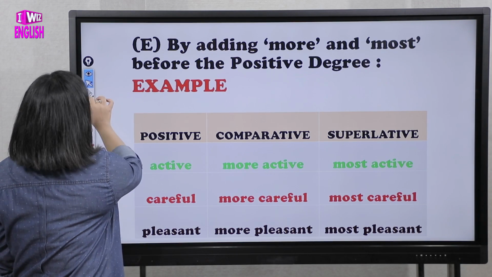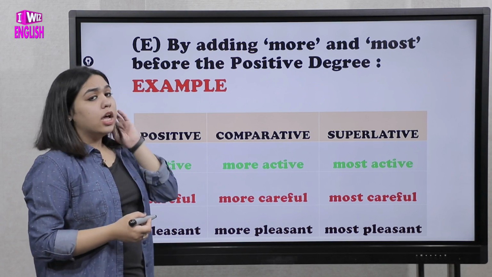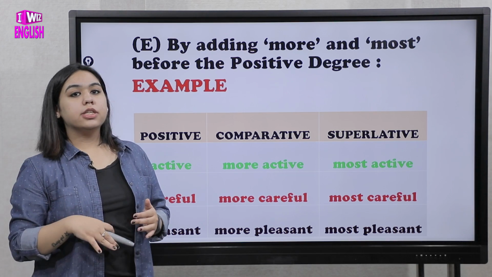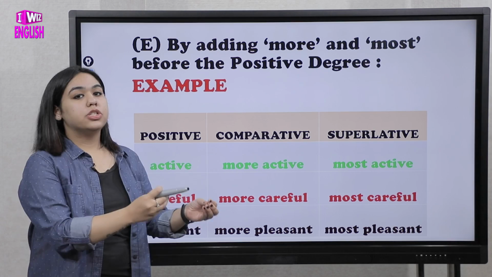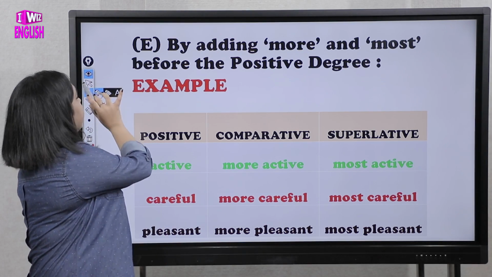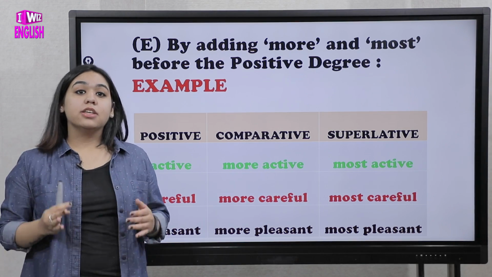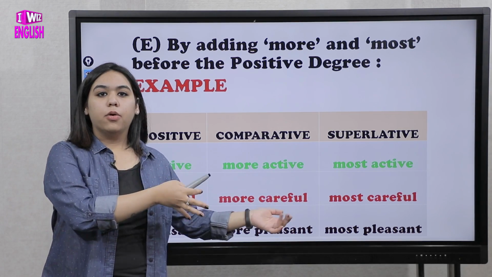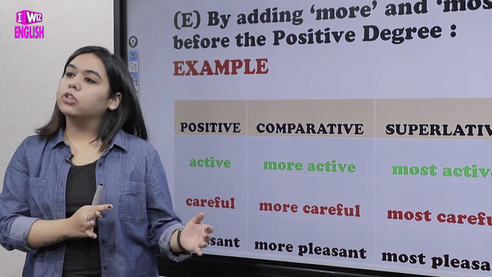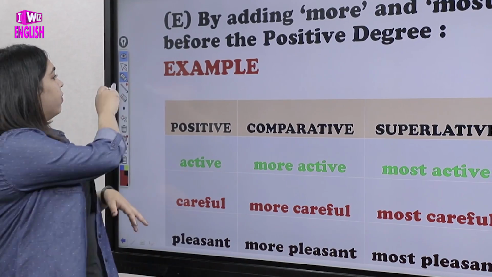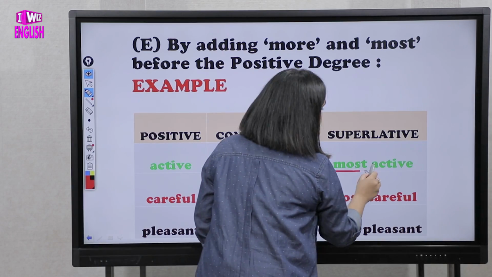Now, the next way is by adding more and most before the positive degree. Now, sometimes you will see that we cannot add ER and EST to every single adjective. For example, in the case of the adjective, let's say beautiful. I cannot say that my dress is beautifuler than hers. Okay, I will never say that. I will always say that my dress is more beautiful than hers.